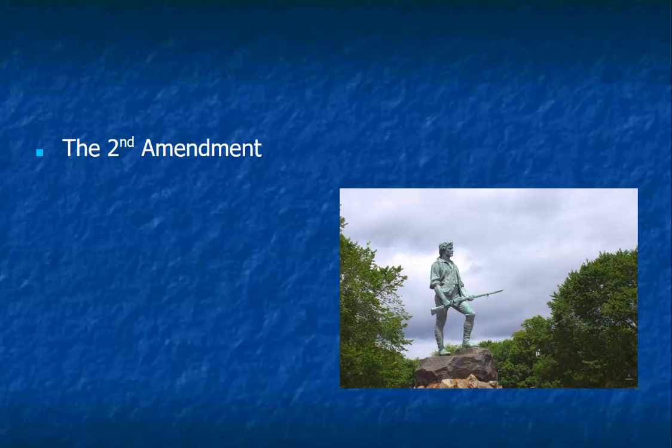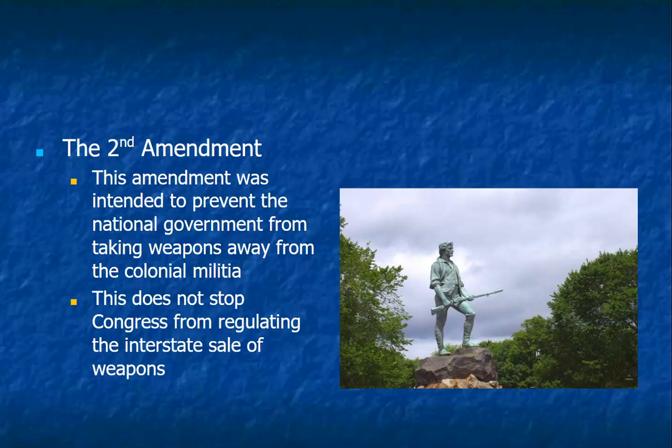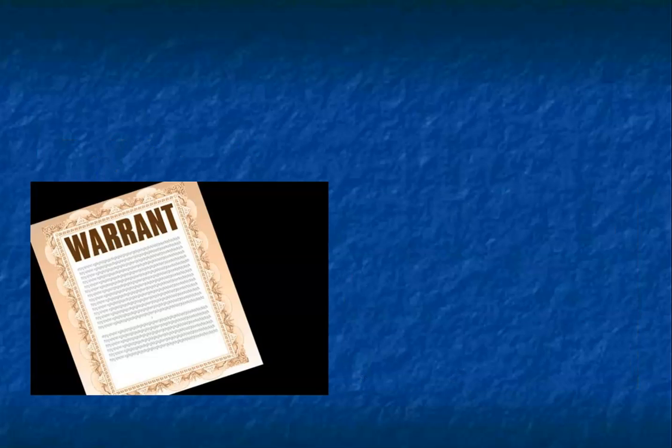Now, the Second Amendment. This amendment was intended to prevent the national government from taking weapons away from the colonial militia. It is meant to preserve the right of revolution for the people. And of course, remembering the battles of Lexington and Concord, which were originally fought when the British soldiers were moving to take weapons away from the colonists, you can understand how this amendment came into being. This does not stop Congress from regulating the interstate sale of weapons, among other things, however.